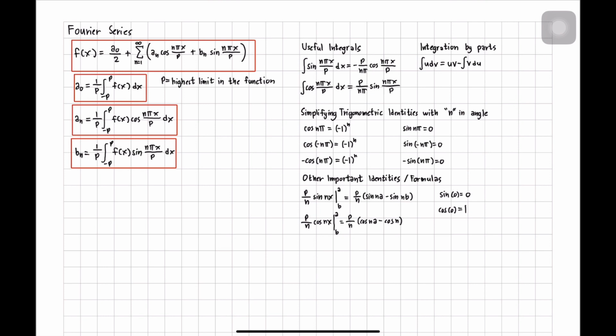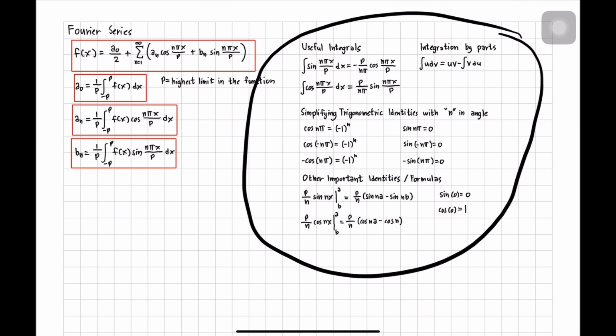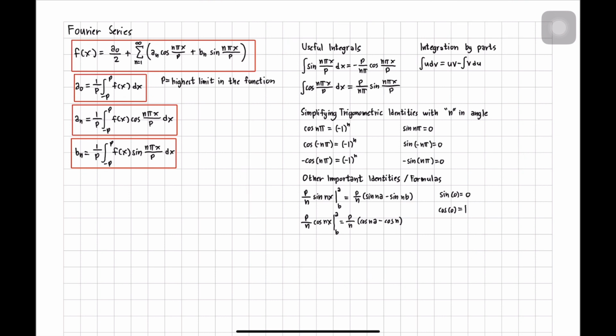Okay, so all you need to do is memorize the Fourier series transformation formulas: the a sub 0, the a sub n, and b sub n. So all you need to do is memorize these four important formulas, and optionally, you may use these formulas for better solving. I'm going to explain how to use these formulas while we are solving a certain problem.